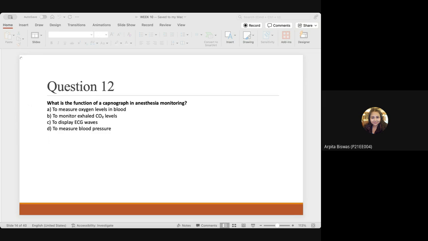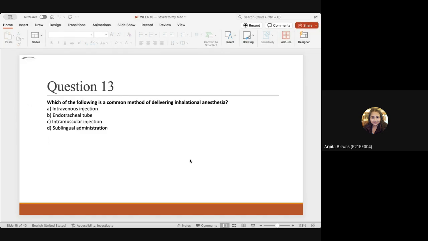So the right option is option B, to monitor the exhaled CO2 level. So next, move toward question number 13. Which of the following is a common method of delivering the inhalation anesthesia?